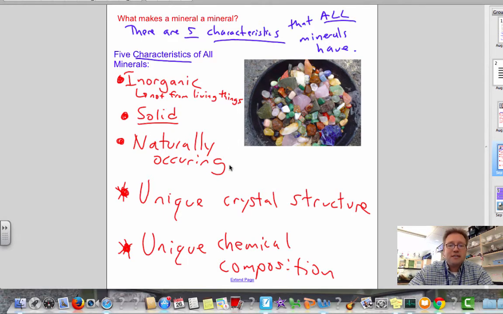Minerals occur naturally. They have a unique crystal structure. They're structured in unique ways, and that's due to the fact that they have a unique chemical composition. They're made up of unique combinations of chemicals. So every mineral has a unique chemical composition and a unique crystal structure. It occurs naturally, it's solid, and it's inorganic.